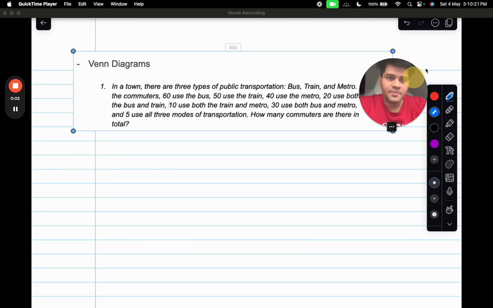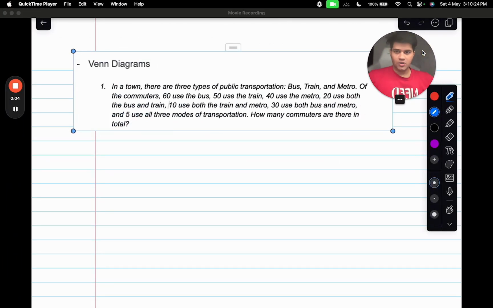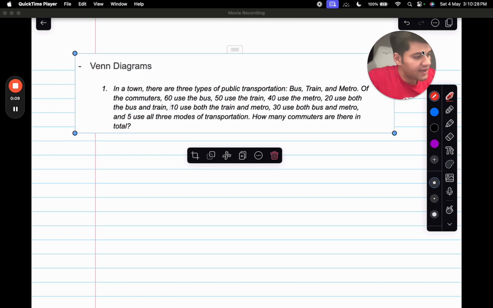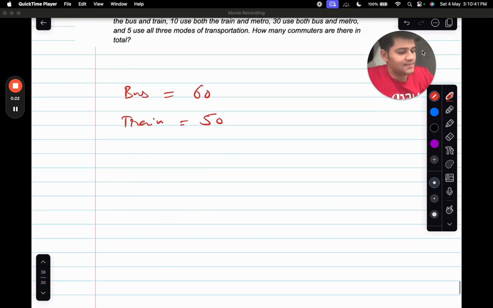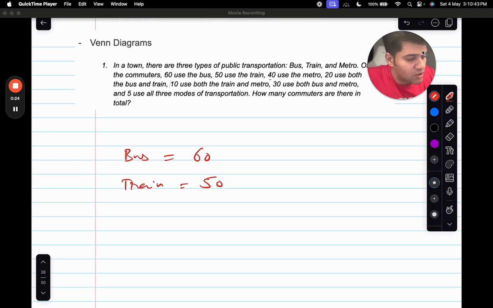Alright guys, now let us practice a few questions on the Venn diagrams or the set theory. So here what is given to us? Bus, train and metro. 60 people use bus, so let me say the bus set has 60 people. The train set has 50 people, and the metro set has 40 people, which is given to us.